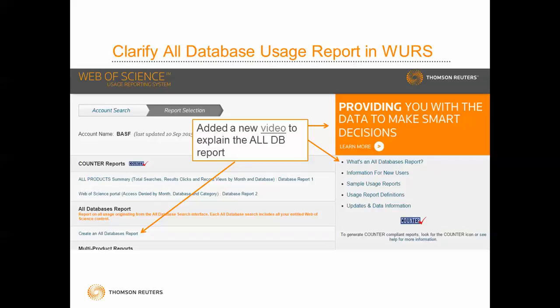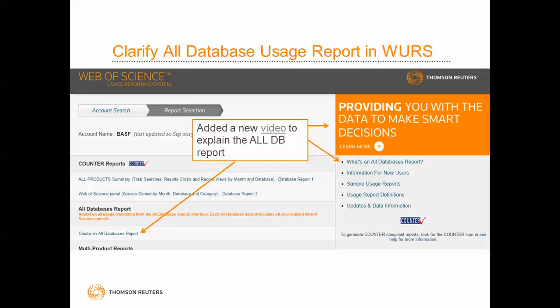Okay, so the Web of Science usage reporting system, there's the people that are responsible for viewing the usage report at each site. They're going to notice a new page, making some changes to the design of the page. The biggest thing that we're doing is the all database report will now have its own little section, and there will be some explanatory text about the all database report, kind of what it counts.